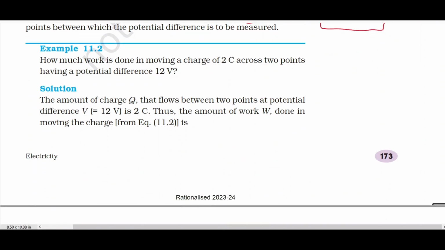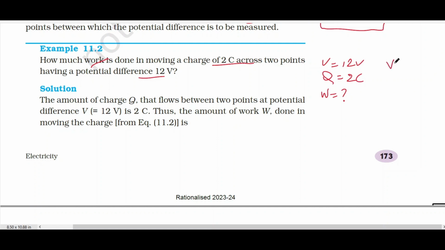So moving on, let's do a question here. How much work is done in moving a charge of 2 coulombs across 2 points having a potential difference of 12 volt? तो यहाँ पे हमें क्या दिया है? पोटेंशियल डिफरेंस दिया है V, which is 12 volts. हमें कितना चार्ज मूव हुआ बिटवीन 2 पॉइंट्स वो दिया है, Q is equals to 2 coulombs, एंड हमें क्या ढूंढना है? वर्क डन. तो हमें W ढूंढना है.